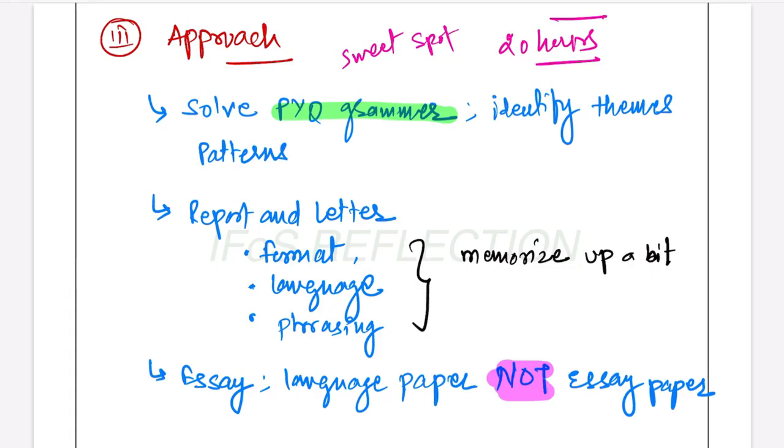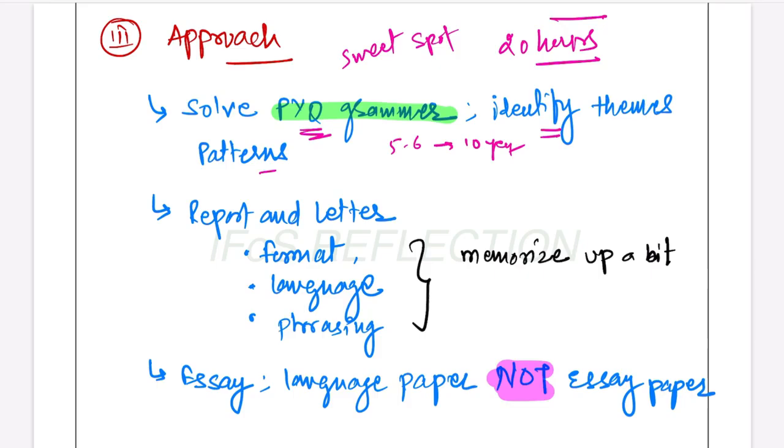And now it is up to you how to divide these 20 hours across from today till the 16th of November, when your paper is. For that, you should solve PYQ grammars and identify themes and patterns. So rather than reading about the rules and going into n number of things, first solve PYQ grammar for 5-6 years, then increase to 10 years. You will be able to come up with the ideas and themes around which the questions are being asked.